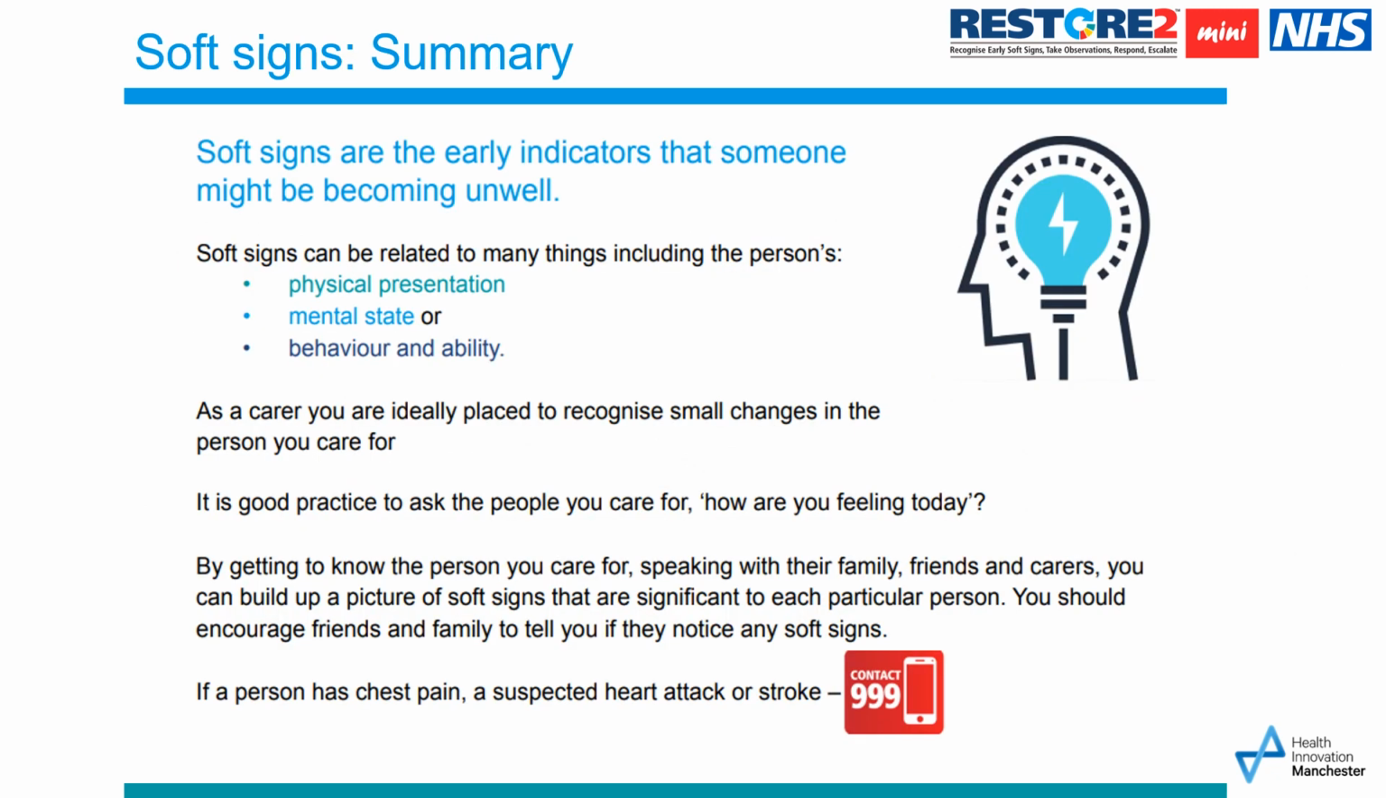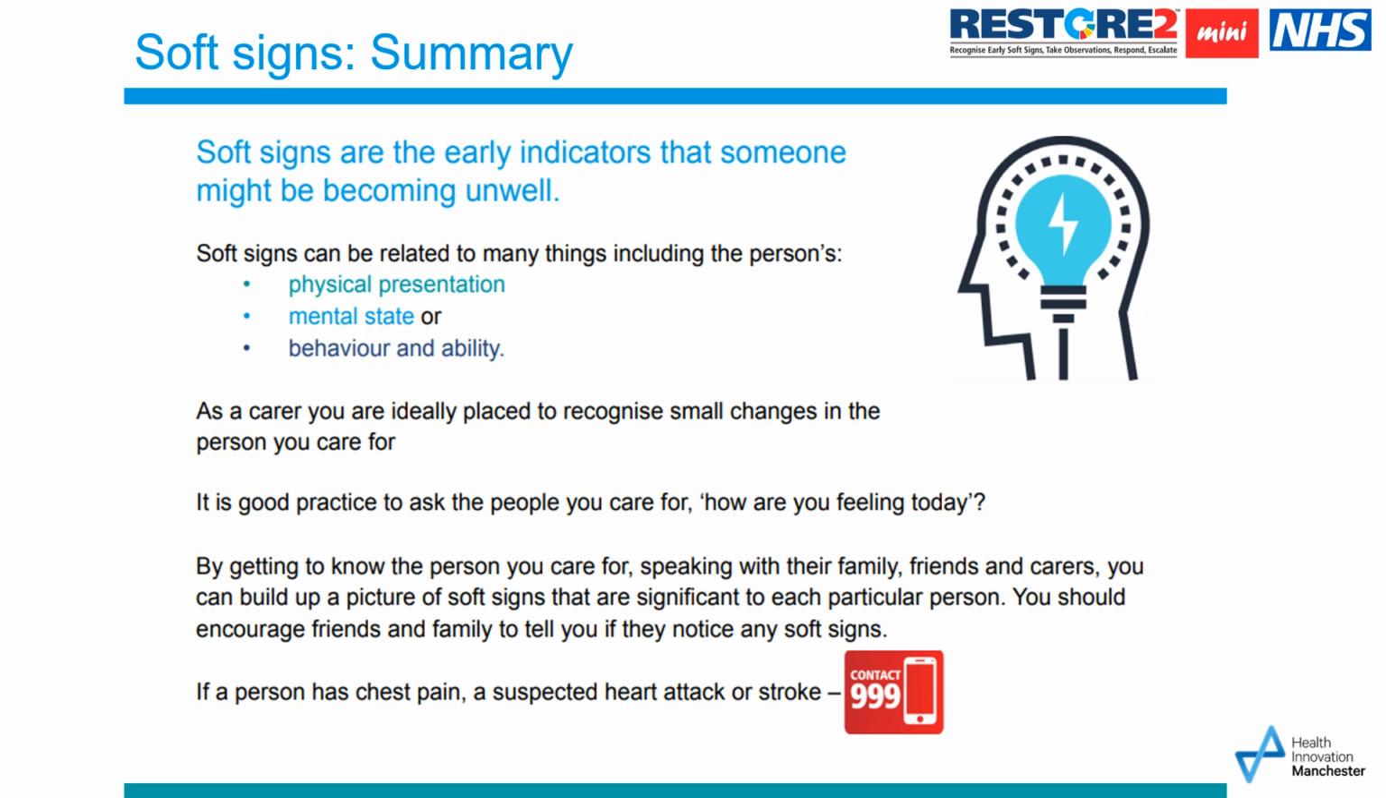In summary, soft signs are the early indicators that someone might be becoming unwell. Soft signs can be related to many things, including the person's physical presentation, mental state, or behaviour and ability. As a carer, you are ideally placed to recognise small changes in the person you care for. It's good practice to ask the people you care for, how are you feeling today?